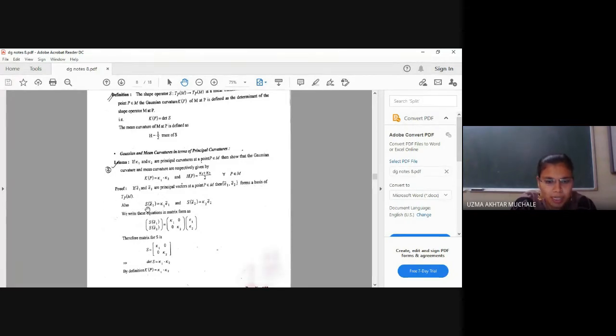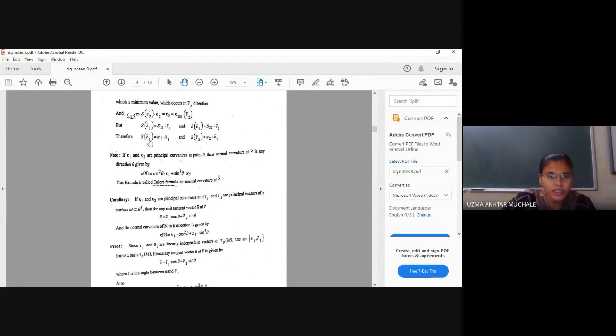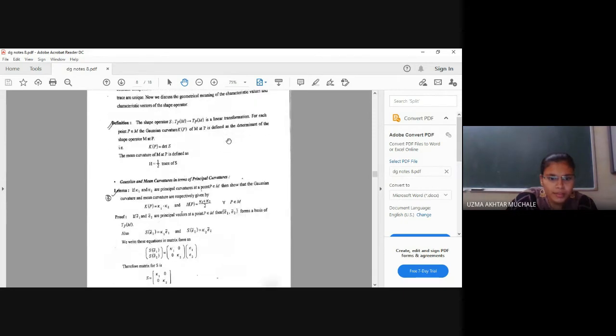So hence we can write S of E1 is equal to K1 E1, S of E2 is equal to K2 E2. I hope you can understand this from the last one. S of E1 is equal to, we have written K1 E1, and S of E2 is equal to K2 E2. Right. So with the help of that, we have written the values.